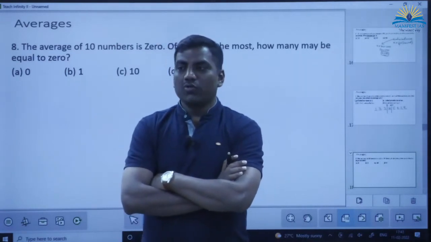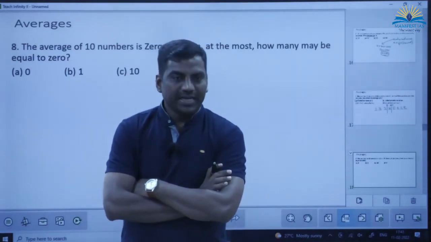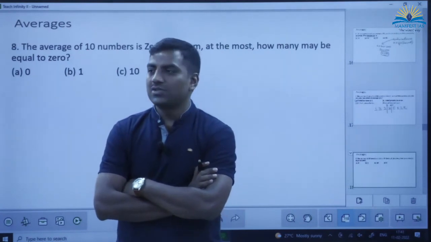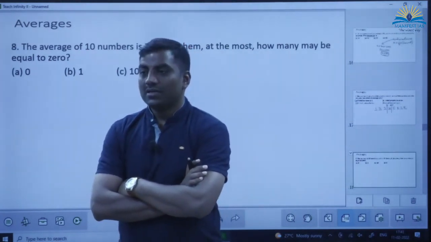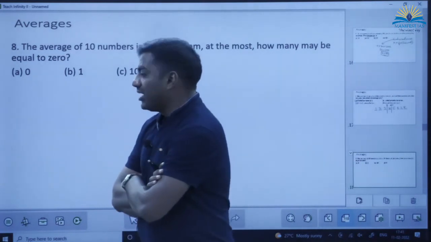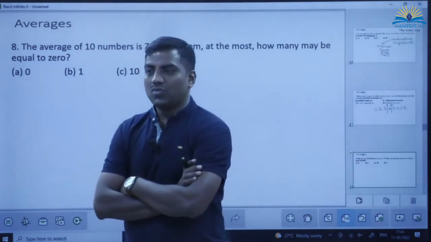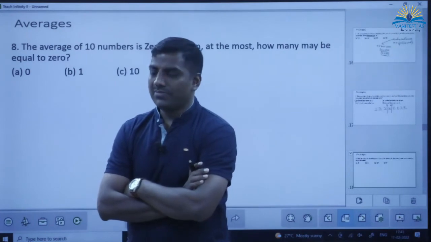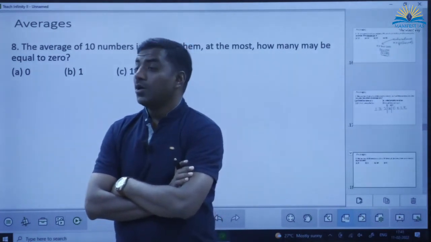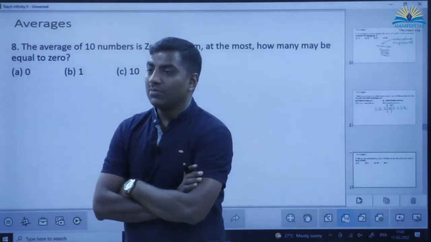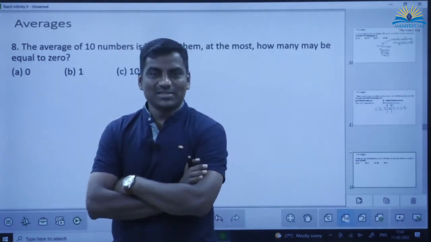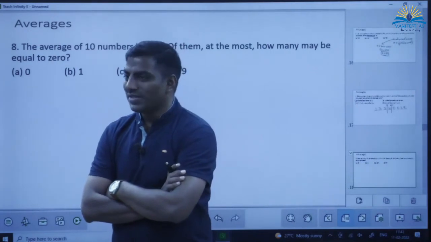Now I want to know your imagination. You told like there can be 10 zeros. Others, what is appearing in your mind? When you want the average of 10 numbers as 0, what is running in your mind? Positives and negative numbers. How many positive, how many negative? 5, 5.